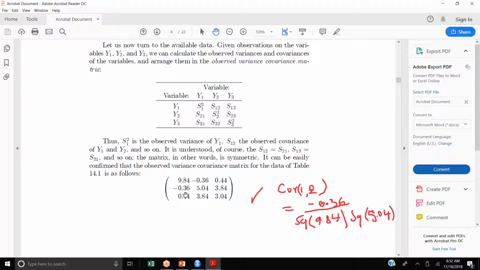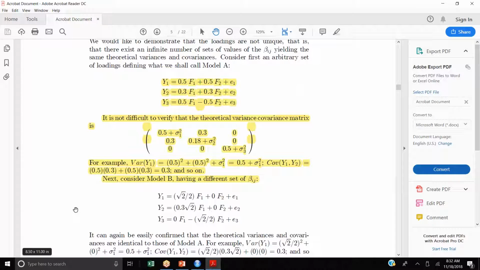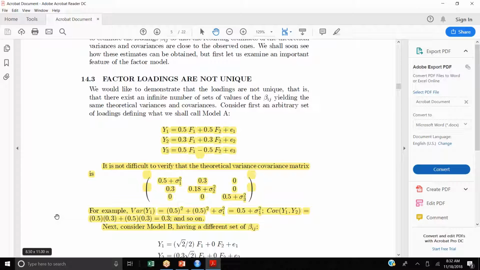Yes, sir. Okay, cool. So what I'm saying is, given the original data, I can calculate variance covariance for the original data or the correlation matrix. Now, how am I going to solve the problem of finding the factor weights? That's all I need to do.